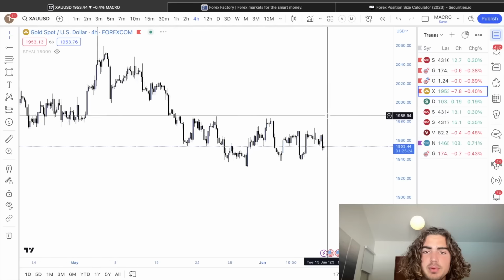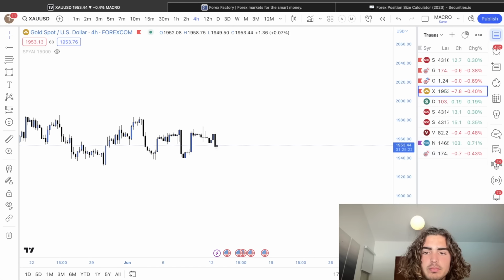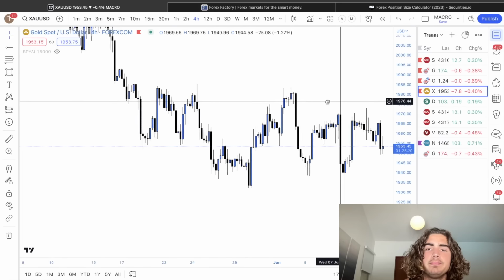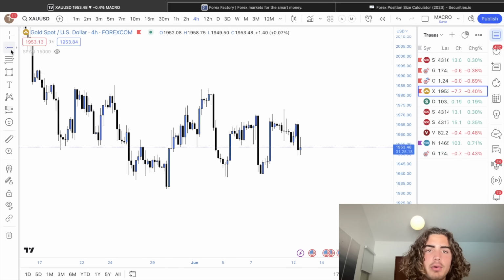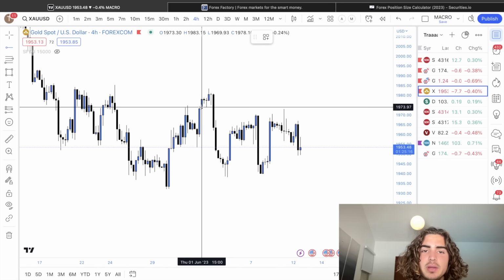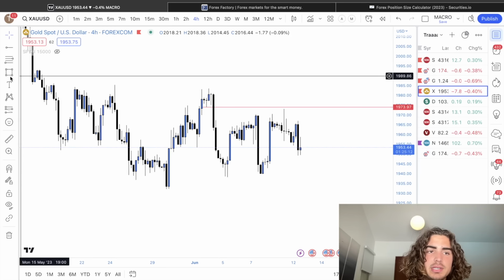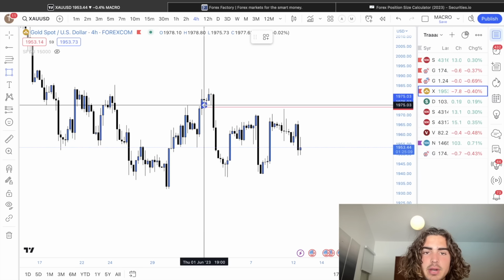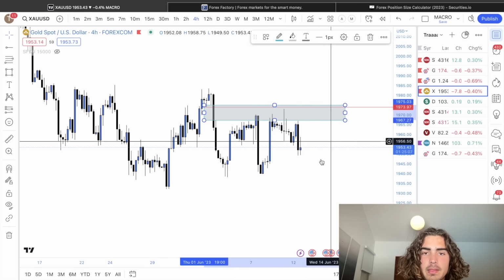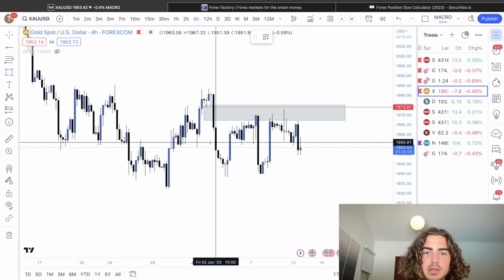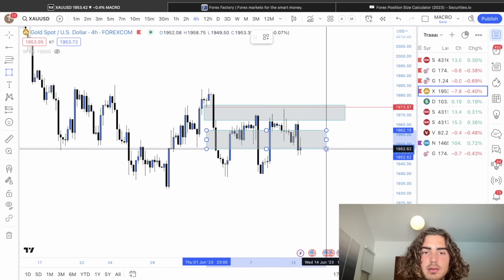This is a perfect example. Okay, right here on the 4 hour, again, this is applicable to every single time frame. On the 4 hour, we get a break of structure. Okay, we see an imbalance right here. We also see an imbalance within here.